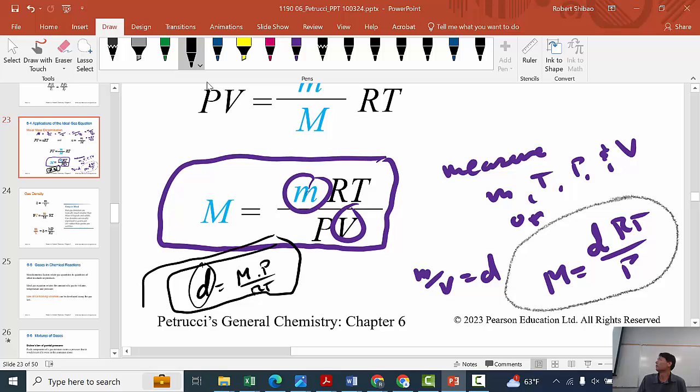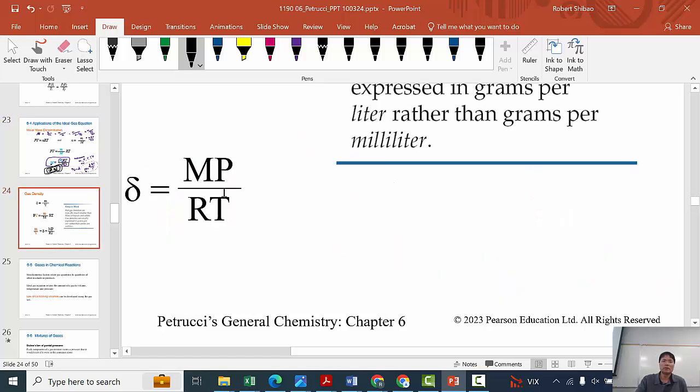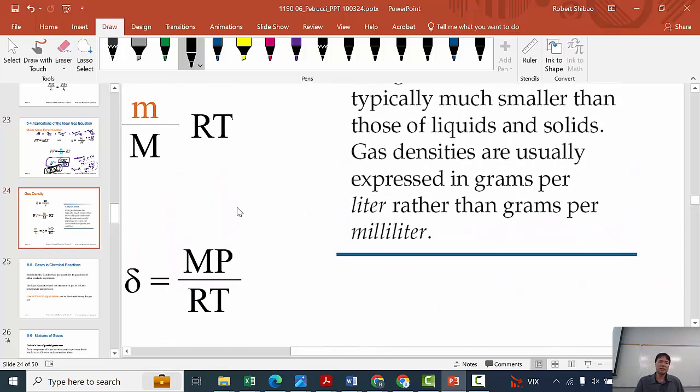Or we can calculate the molar mass. Usually if you want the molar mass, we could use a mass spectrometer, but if it's a gas, we could also use certain properties of the gas, like the density, the temperature, the pressure, the mass, the volume, those kinds of things. MP over RT? Yeah, M stands for molar mass, this M here. Molar mass times P divided by RT. Okay, so that's the MP over RT here.